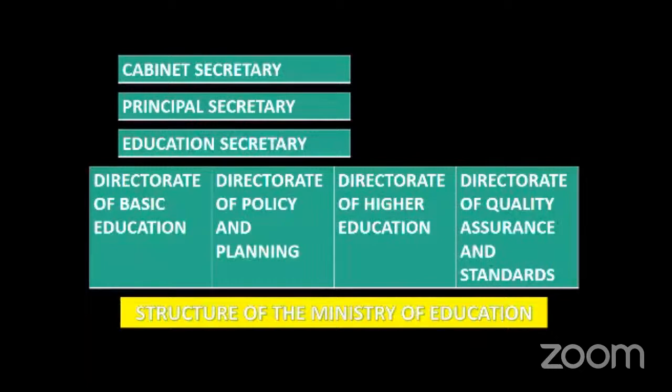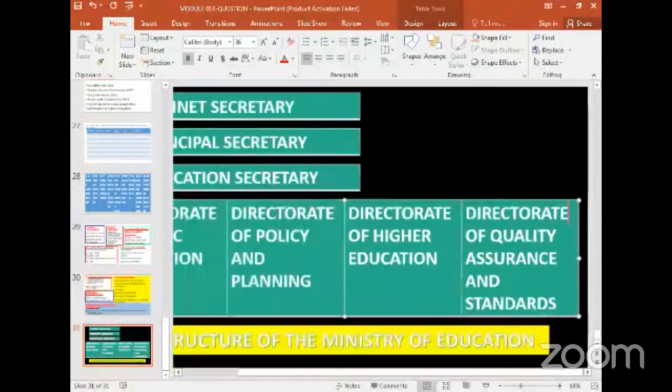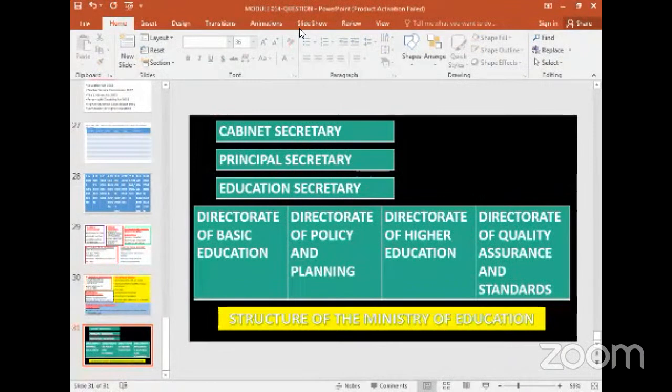They also established the pupil teacher ratio. It is the Directorate of Quality Assurance and Standards that will give feedback to the Ministry of Education on the needs in their respective zones. Because right now, I think we are still under zones. They are the ones that will report on what the ministry has to improve in terms of education in their area of jurisdiction.